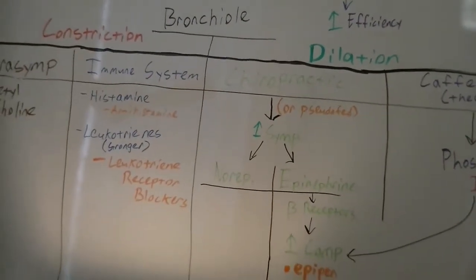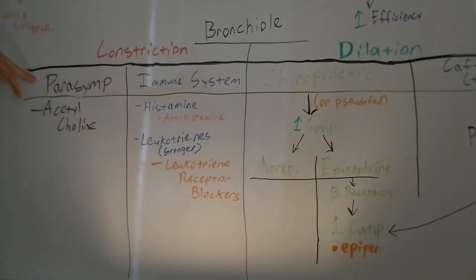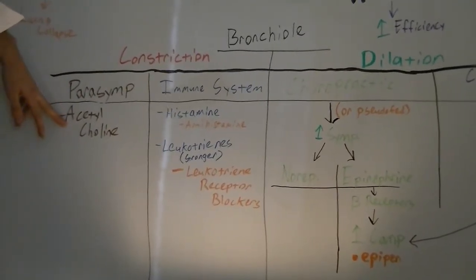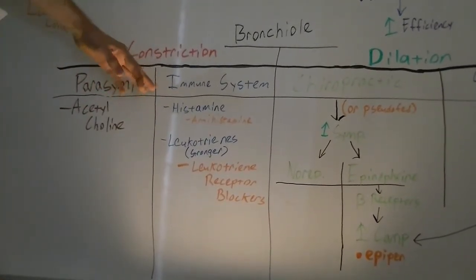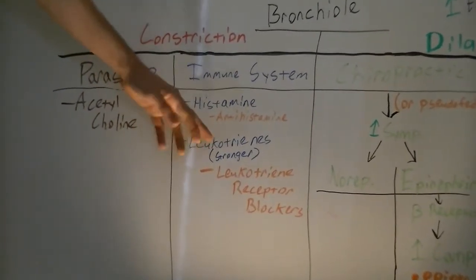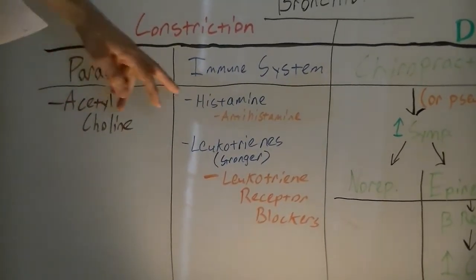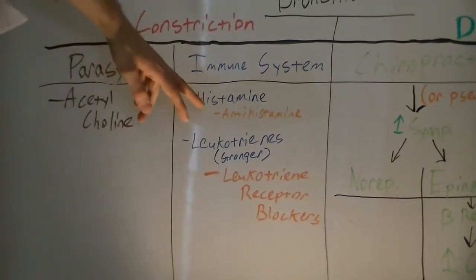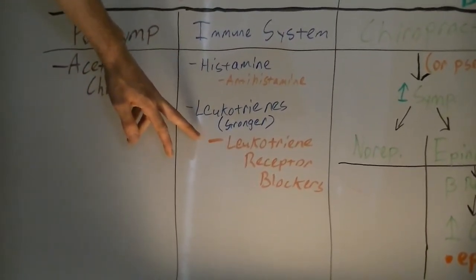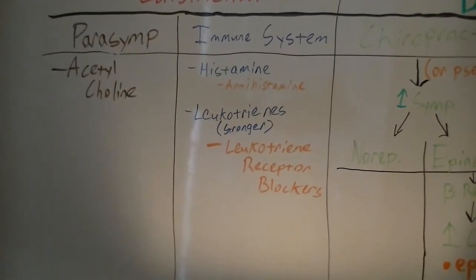All right, and then the last thing we're looking at is bronchial constriction versus dilation. With constriction, some things that can cause it would be your parasympathetics kicking in, and when you kick that in, you're involving acetylcholine. With your immune system, you're going to have a release of histamine or leukotrienes. Leukotrienes' effect tends to be stronger than histamine, so keep that in mind. Some drugs that can counteract histamine would be antihistamines, and a drug that can counteract leukotrienes would be leukotriene receptor blockers.